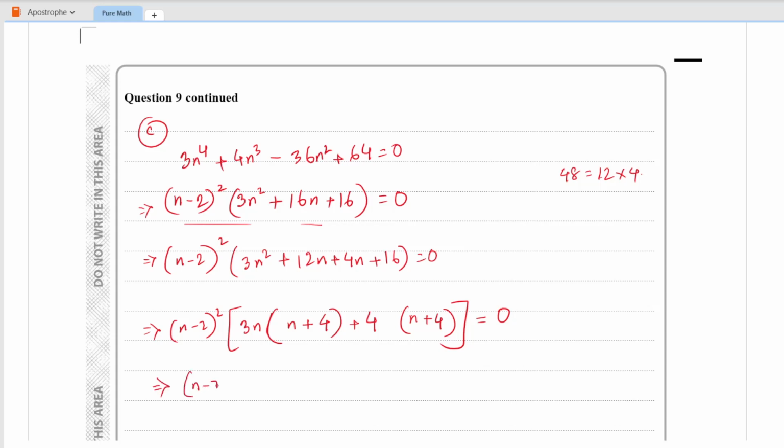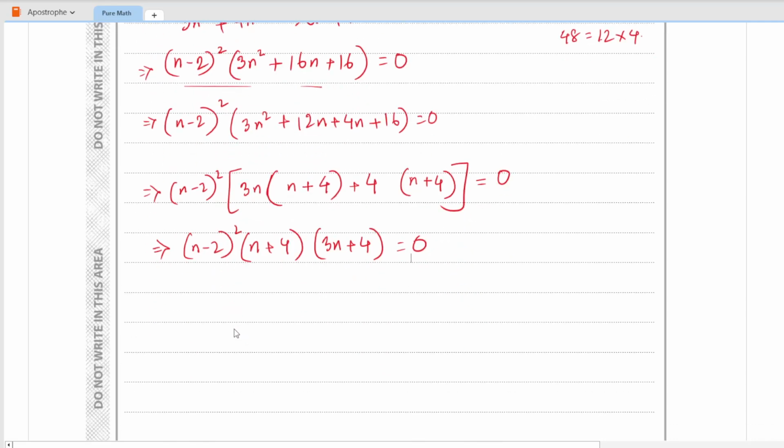Then we have n minus 2 whole squared into n plus 4 into 3n plus 4 is equal to 0. So that means n is equal to 2, n is equal to 2, n is equal to negative 4, n is equal to negative 4 over 3.